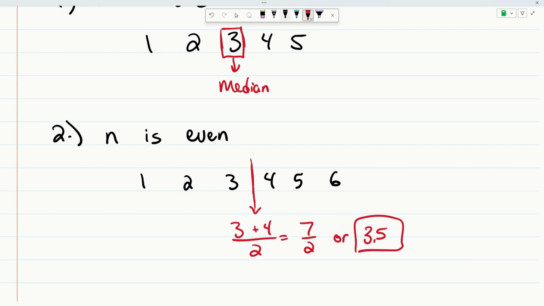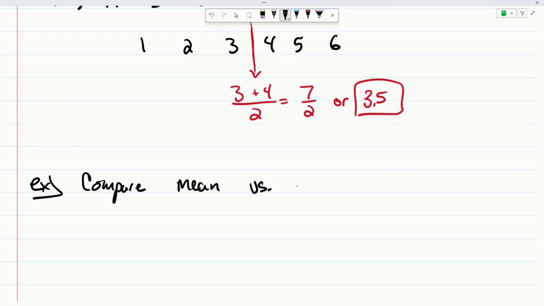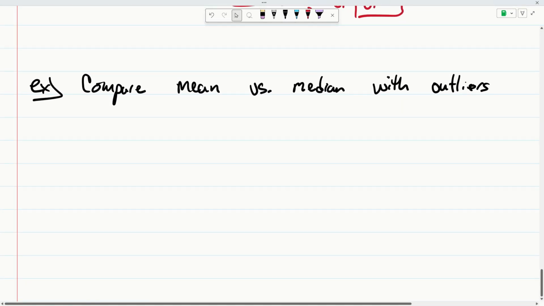Now, as I said earlier, the mean is sensitive to outliers. The median is not sensitive to outliers. So let me show you an example here. We're going to compare the mean versus the median with outliers. So, very simple problem.